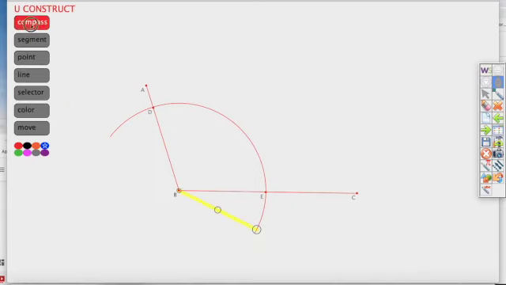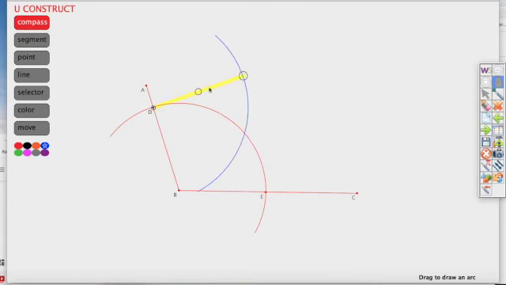I'm going to take my compass again. This time I'm going to move the dagger onto one of those points. It does not matter what your compass setting is. So I'm going to make mine like this. I am going to make an arc. Okay, so this blue one.